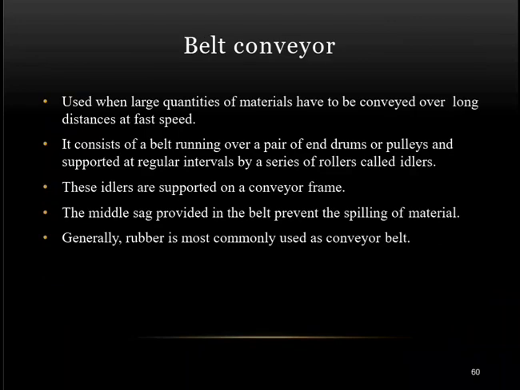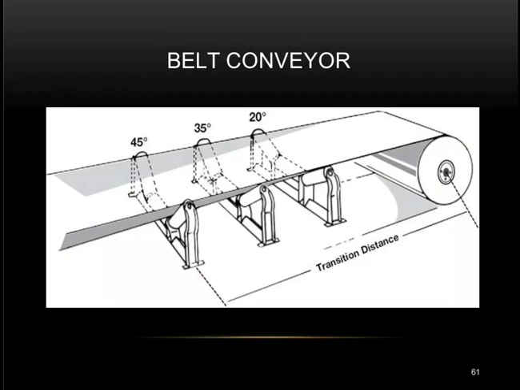So first one is the belt conveyor, used when a large quantity of material has to be conveyed over a long distance as fast and as speedily as possible. It consists of a belt running over a pair of end drums or pulleys and supported at regular intervals by a series of rollers called idlers. The idlers are supported on a conveyor frame. The middle sag provided in the belt prevents the slipping of the material. Generally, rubber is most commonly used as the conveyor belt. So here you can see a schematic diagram of a belt conveyor.